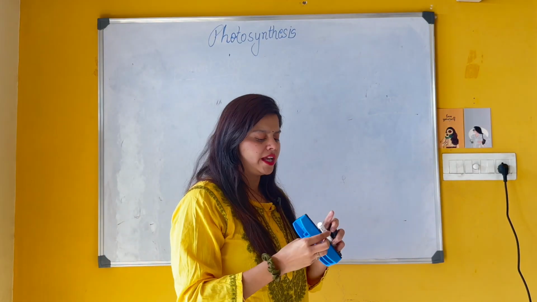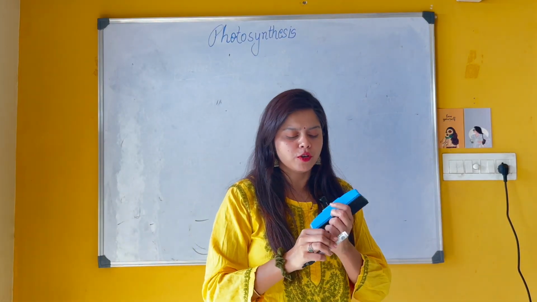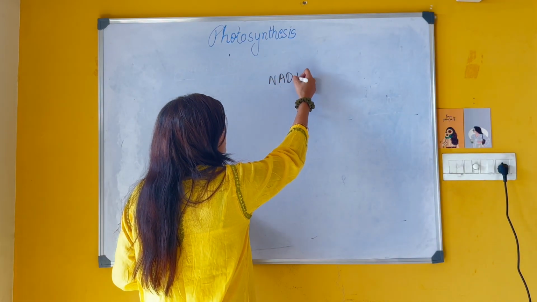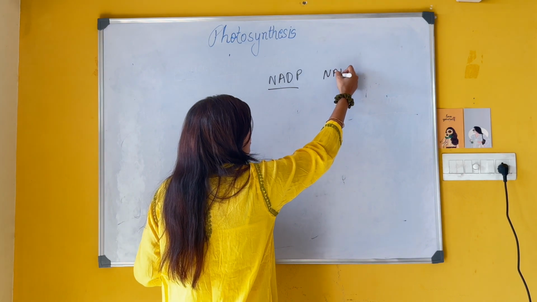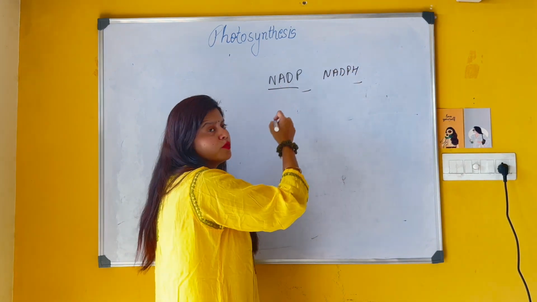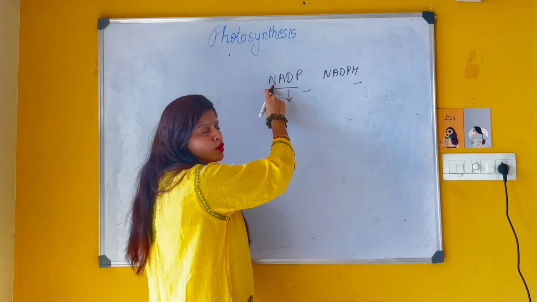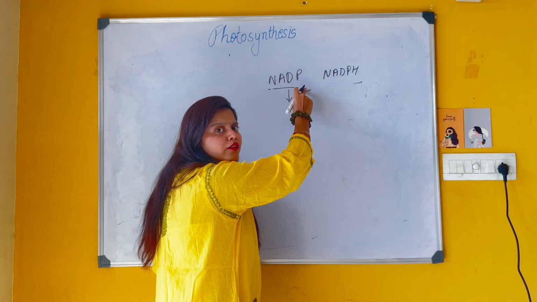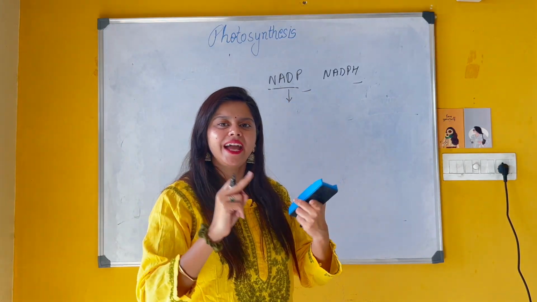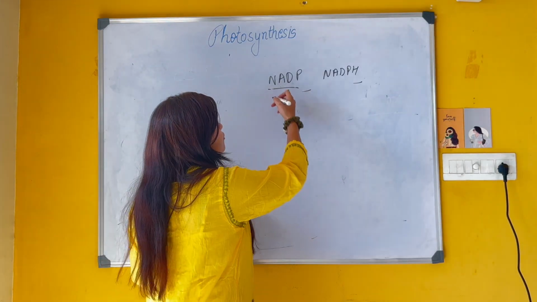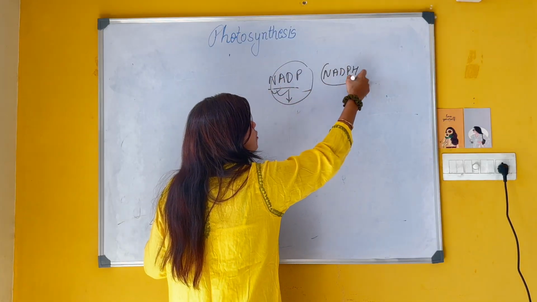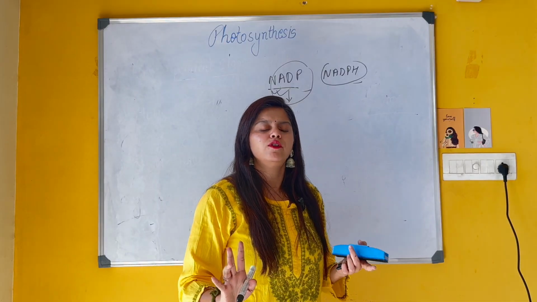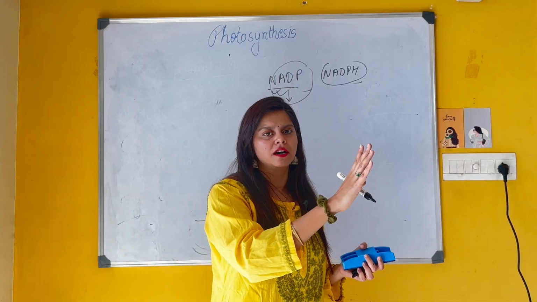Guys, before moving to the next topic, some possible questions for your board paper. A very frequently asked question: the full form of NADP and NADPH. You have to memorize the full form. What's the full form for NADP? Nicotinamide adenine dinucleotide phosphate. You have to memorize the full forms for NADP, NADPH, ADP, ATP. They can ask you to expand these terms.